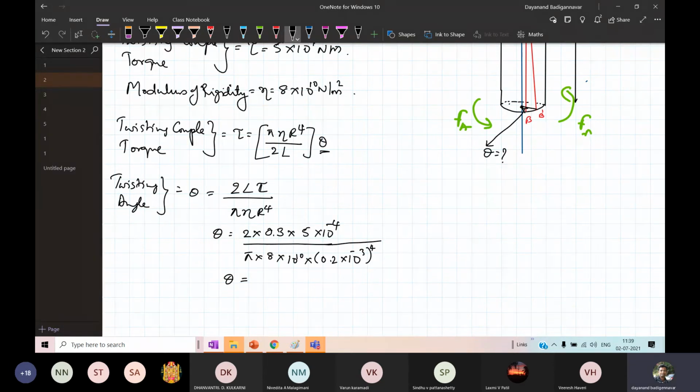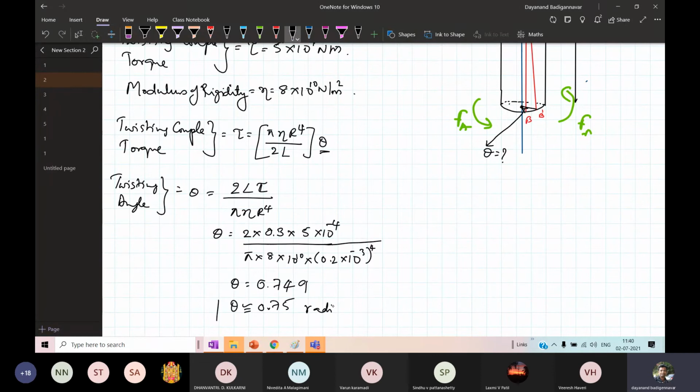1.25. Yes, Partitri? 0.074, sir. Just a minute, let me check. Yes, it is 0.0749. I got it as 0.0749, which is almost equal to 0.075. So this is the twisting angle, 0.075 radians.